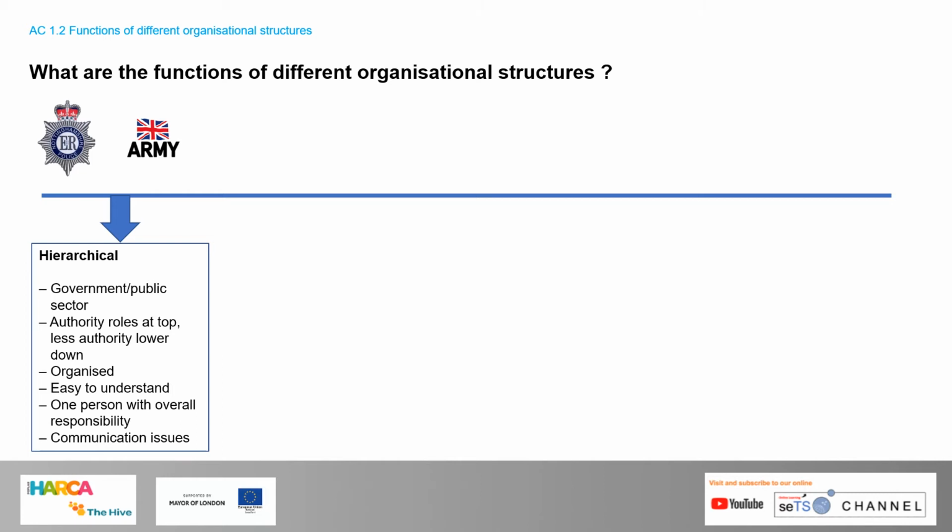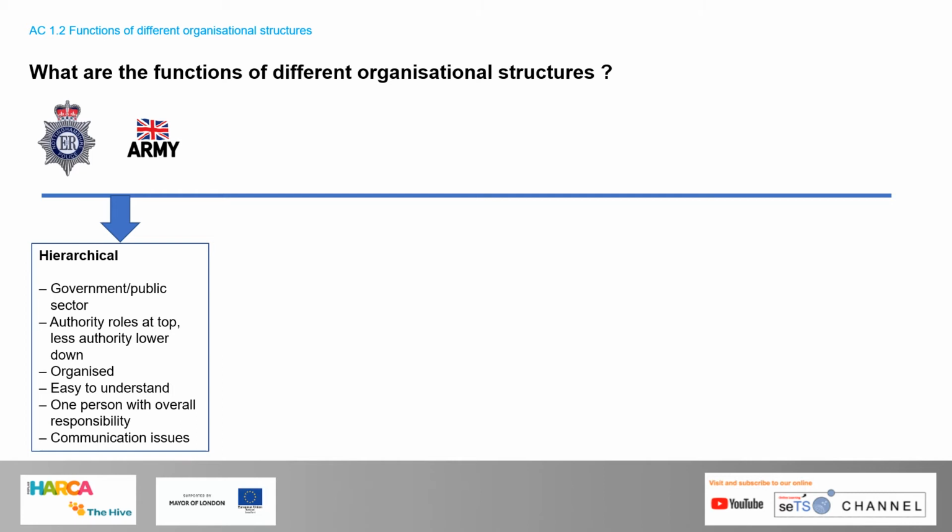At the bottom tier, you have police constables and PCSOs, police community support officers. Then you have a rank structure, sergeant, inspector, chief inspector, and so forth, right away to the top where you have a chief constable or commissioner for police. It's an organised structure and it's easy to understand, and one person with overall responsibility. Heads of departments tend to be run by a police rank.